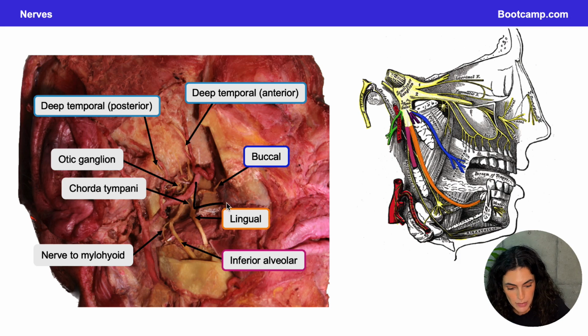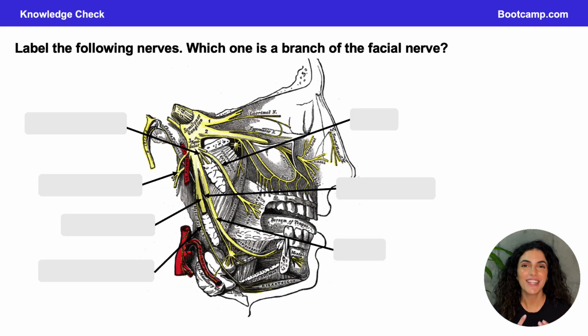And then the branch that is more anterior here is going to be the buccal nerve. And remember, the buccal nerve, or the long buccal nerve, is purely sensory and is going to supply sensory innervation to the skin of the cheek. It is not going to supply motor innervation to the buccinator muscle, which is one of our muscles of facial expression.